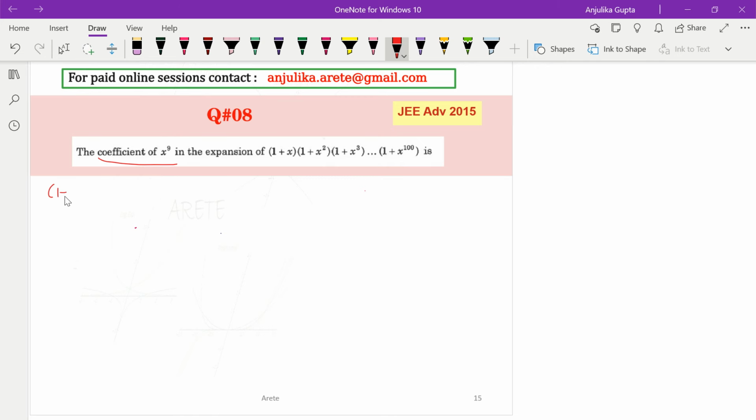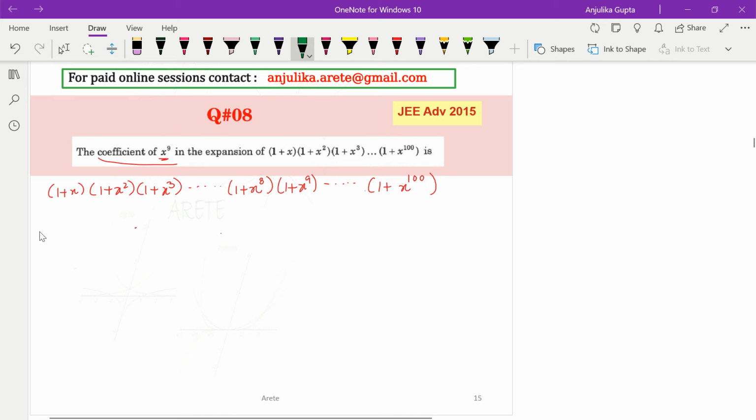Let's try to understand what you have. See, the first bracket has 1 plus x, the second has 1 plus x square. So powers are increasing with every bracket. Let's write between terms a little more. Like suppose 1 plus x to the power 8, 1 plus x to the power 9. Then more to go. After x to the power 9, you don't need any more because they are looking for the x power 9 coefficient. Anyways, let's get going. Now tell me one way how you would have gotten the x power 9 coefficient.